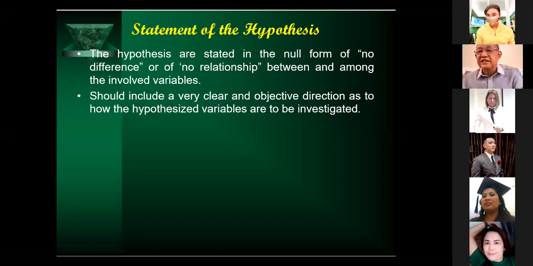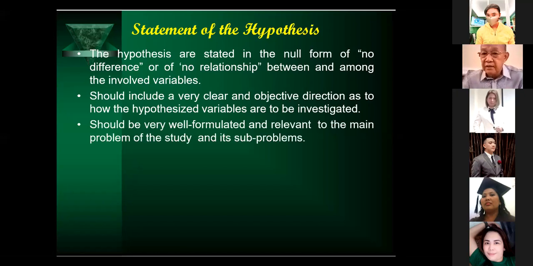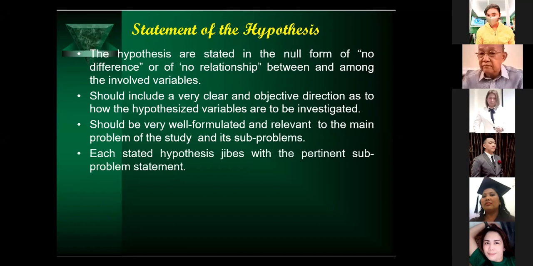Or the third stem that you can use for null hypothesis is Y is independent of X. Y refers to your dependent variable. X refers to your independent variable. It should be well formulated and relevant to the main problems of the study and sub-problems. Each stated hypothesis jives with the pertinent sub-problem statement.